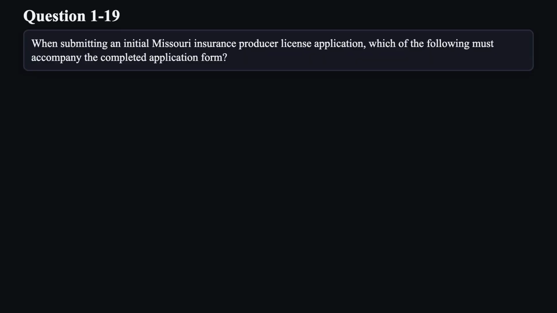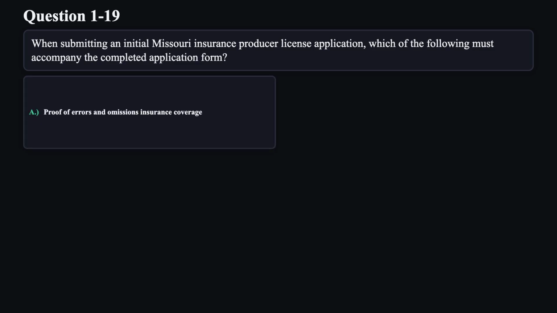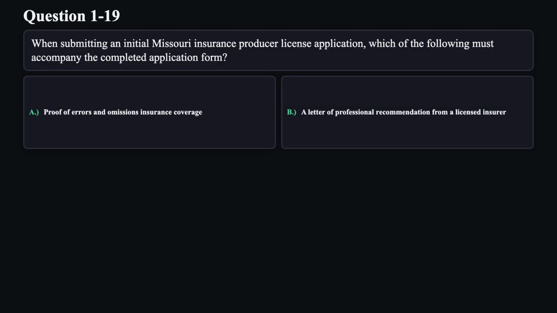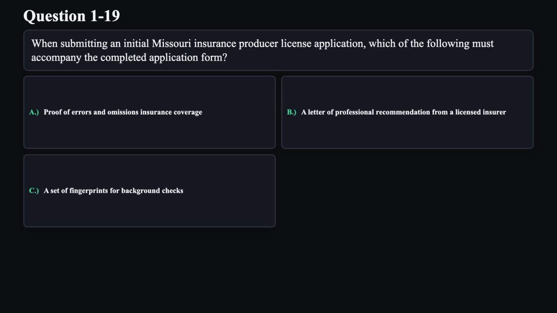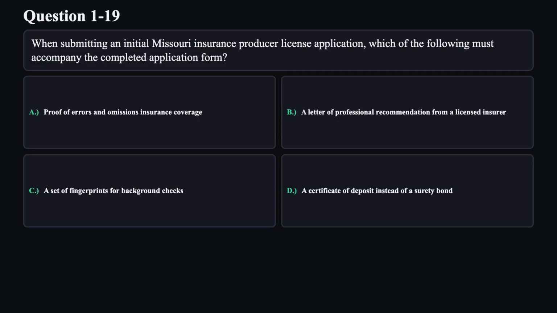Question 19. When submitting an initial Missouri insurance producer license application, which of the following must accompany the completed application form? A. Proof of errors and omissions insurance coverage. B. A letter of professional recommendation from a licensed insurer. C. A set of fingerprints for background checks. D. A certificate of deposit instead of a surety bond.